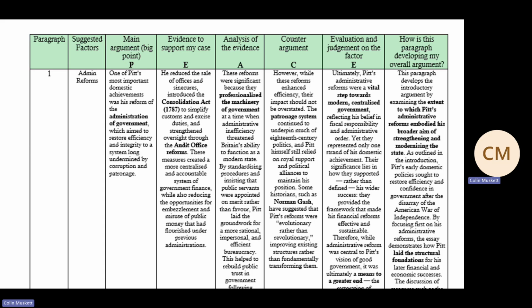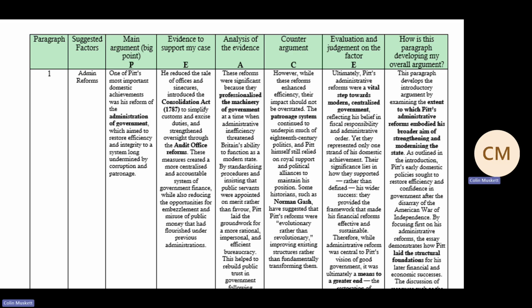So if you look at what we've got here, the big point is one of Pitt's most important domestic achievements was obviously the administration of government. You've got some evidence. He reduced the sale of offices and syndicate, introduced the Consolidation Act, created an audit office. That's all well and good. The difficult part now is, okay, why is this important to the issue in the question? Let's unpack it.